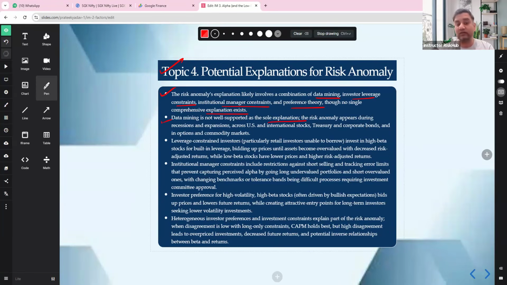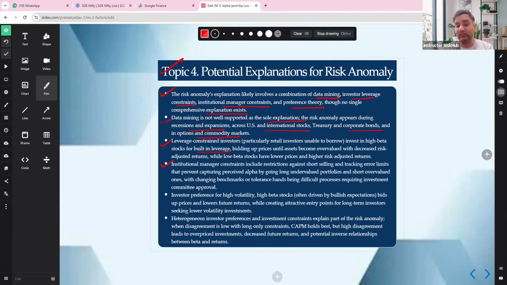The risk anomaly appears during recession and expansion, across US and international stocks, treasury and corporate bonds, and in option and commodity markets. Leverage constrained investors, particularly retail, unable to borrow, invest in high beta stocks for built-in leverage, bidding the price up until assets become overvalued with decreased risk adjusted return, while low beta stocks have lower prices and higher risk adjusted returns.